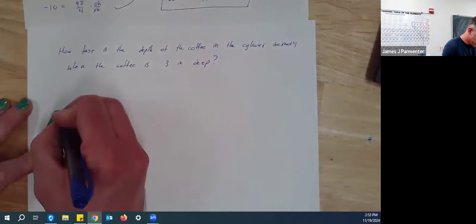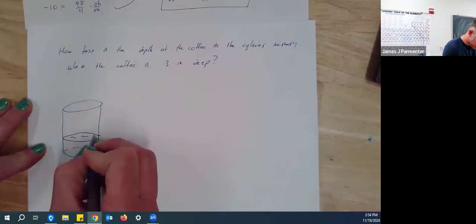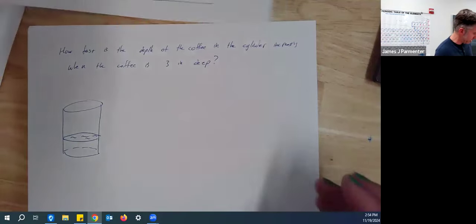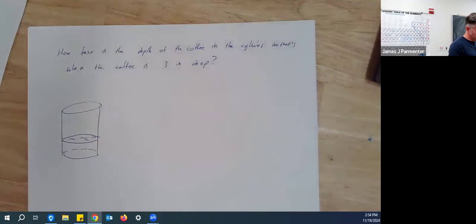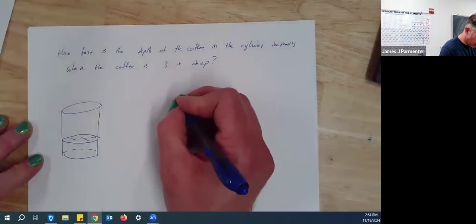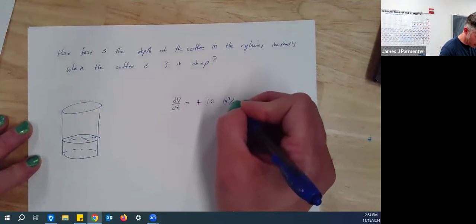So here's what we have. We have the coffee in our cylinder, it's filling up, getting ready to drink it. And we still have the same situation, meaning that the volume of coffee is, in this case, increasing, because we're putting coffee into this thing at the same rate, which was 10 cubic inches per minute, I believe. Let me double check that number. Yes. So we know that for this problem, the rate of change of the volume is going to be a positive 10 cubic inches per minute.